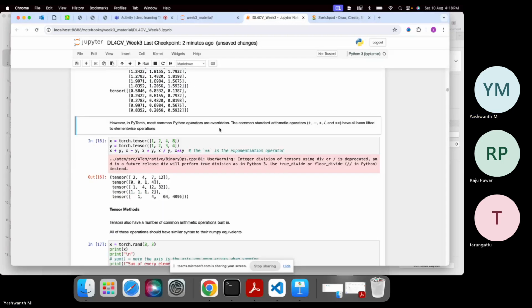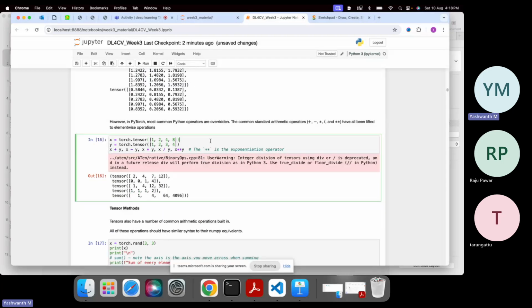And yeah, it's the same operations as NumPy, right? You can add two tensors, subtract, multiply, divide, and exponential. In division, one needs to be careful to avoid zeros in the denominator.